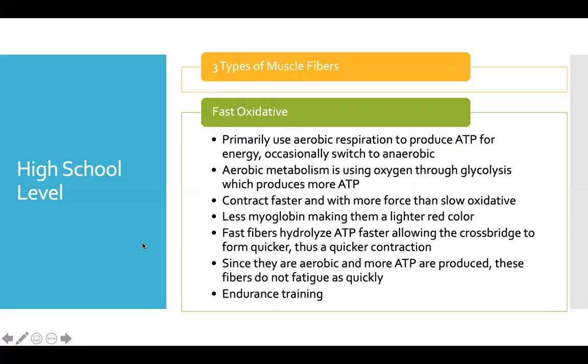They contract faster with more force than slow oxidative muscle fibers. They have less myoglobin, making them a lighter color of red. These fast fibers hydrolyze ATP faster, allowing the cross bridge to form quicker, and thus making a quicker contraction. Since they are aerobic and more ATP is produced, these fibers do not fatigue as quickly. And these are typically used for endurance training, such as walking or running.